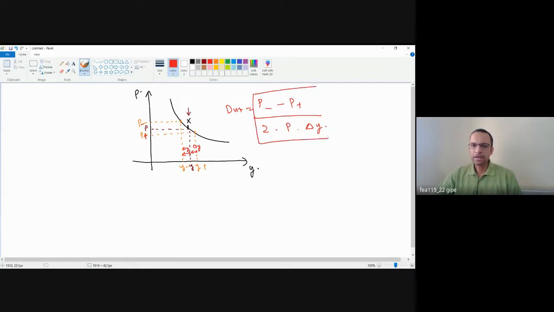So the idea is what I do is I want to measure the sensitivity, right? So standing today, I will allow small changes in yields and then see how much it impacts my position. So that gives me an idea of the sensitivity of my bond.